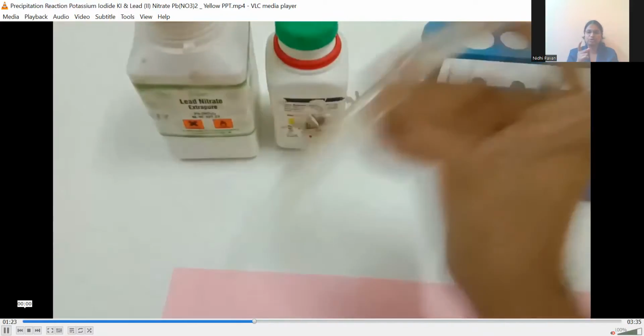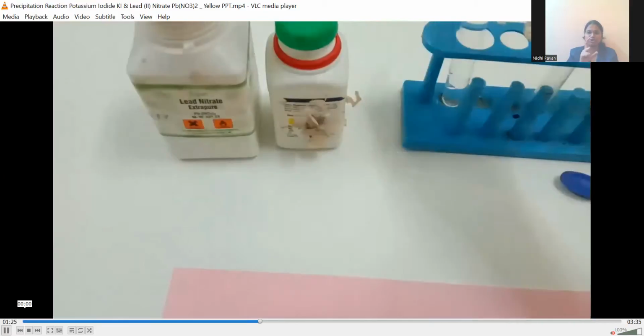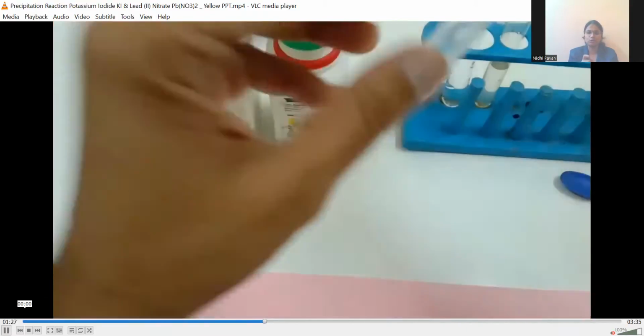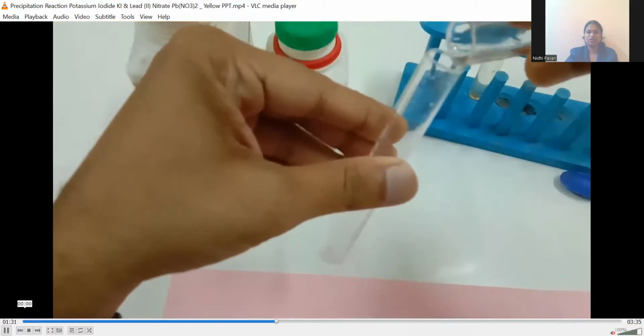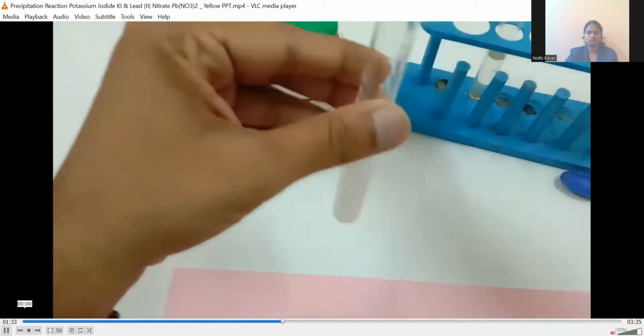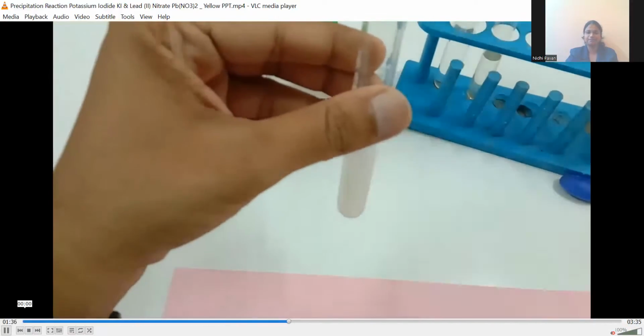While shaking, you should not use your thumb, you should use your forefinger. That is the rule of using a test tube or shaking the test tube for dissolving. Now they are preparing the solution of lead nitrate.